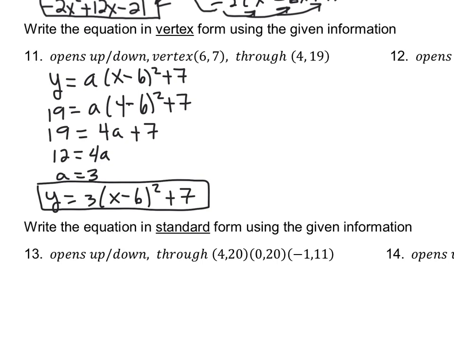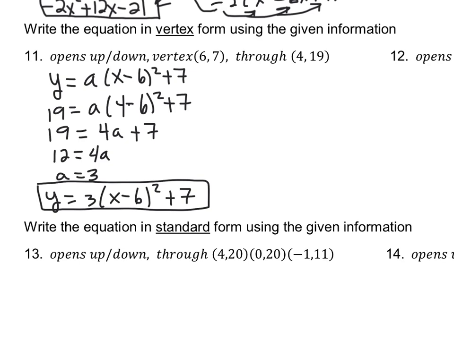So I have 19 equals 4a plus 7. And then the next step is to just solve for a. So subtract 7, I get 12 equals 4a. Divide by 4, I get a equals 3.